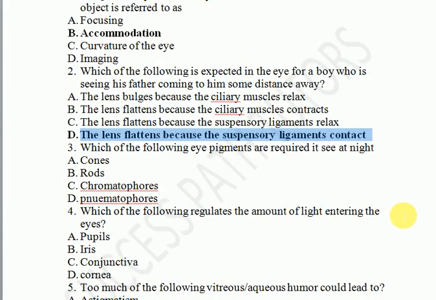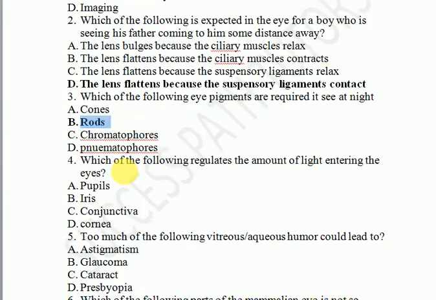Which of the following eye pigments are required to see at night? That will be our rods. Rods are used to see at night, and are used to see black and white color, while cones are used to see during the day and are used to see colored images.